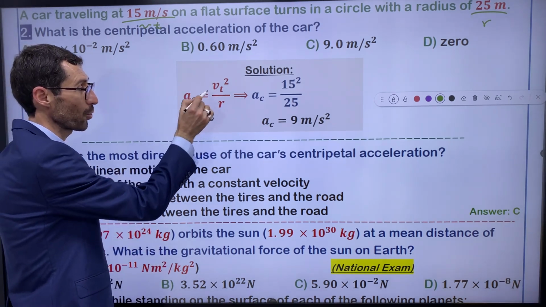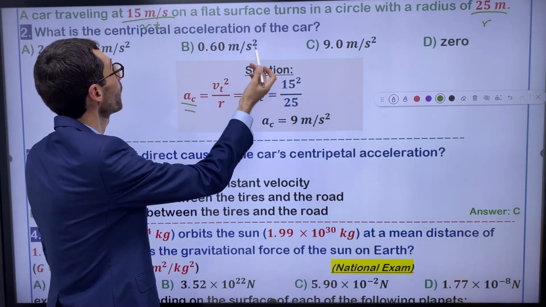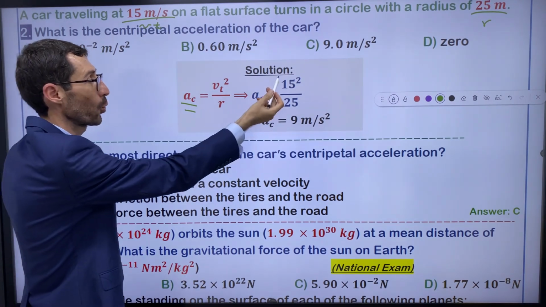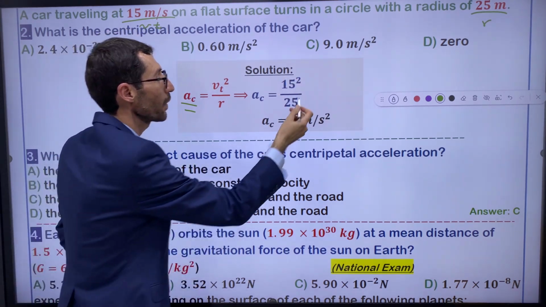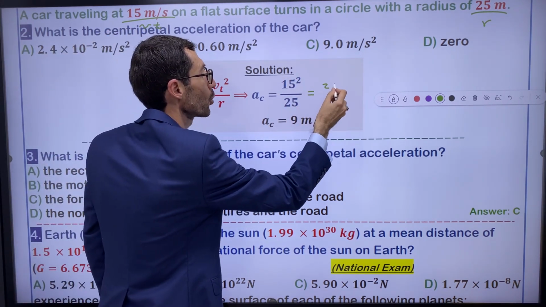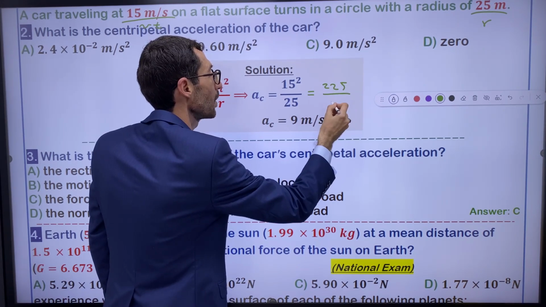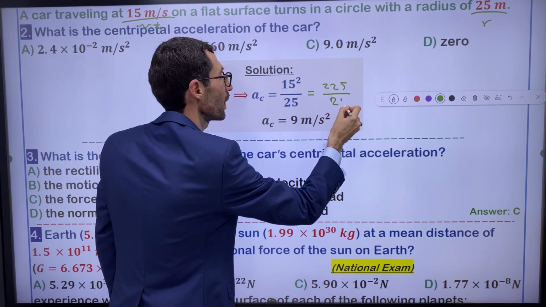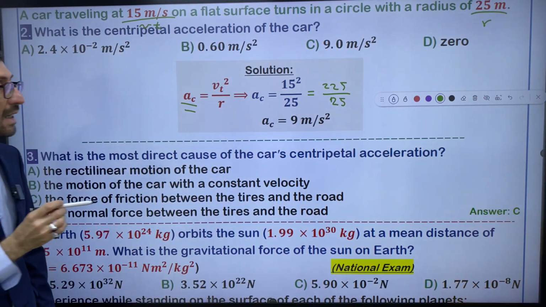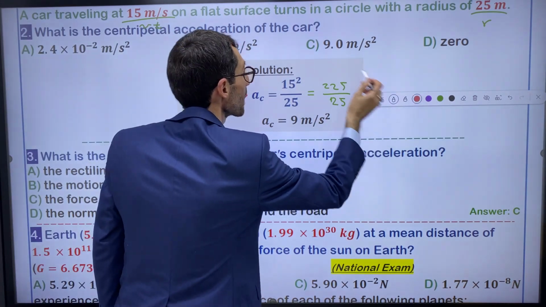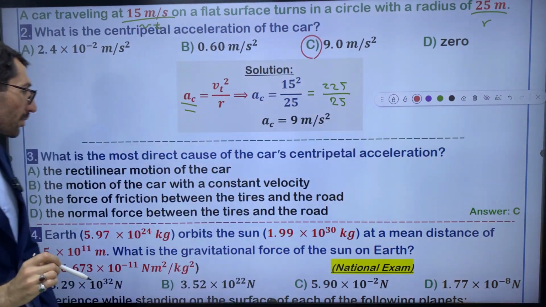AC is equal to VT squared over R. VT, 15 meters per second, squared, divided by 25. Actually, 15 squared means 225, divided by 25 becomes 9. So 9 meters per second squared is the true answer. So this option is true.